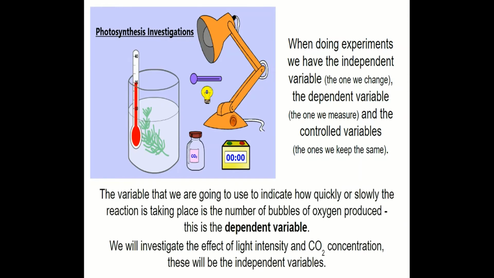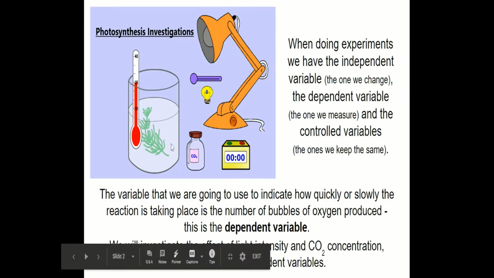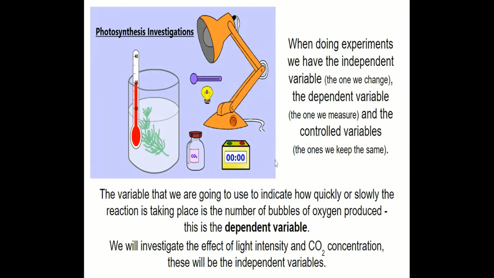So the variable that we're going to use to indicate how quickly or slowly the reaction is taking place is the number of bubbles of oxygen in this investigation. That's the dependent variable. And the light intensity and carbon dioxide concentration will be the independent variables.